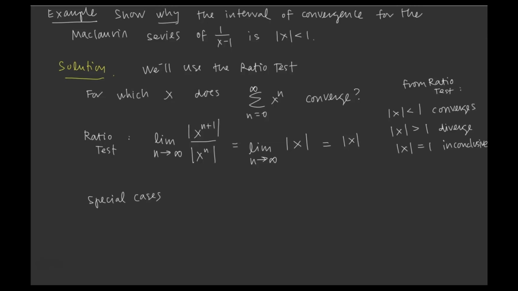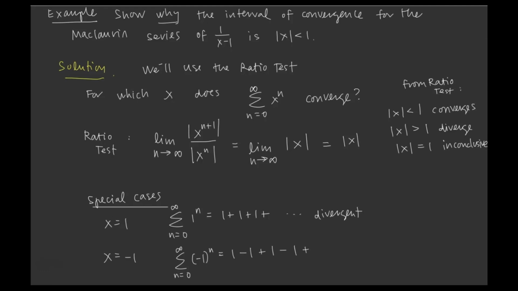So say that x equaled 1, then looking at this series right here, this would be a 1 for x, and so we would have 1 to the n. This is just 1 plus 1 plus 1. This is definitely a divergent series. And then if x equaled -1, we would have -1 to the n, and this is 1 minus 1 plus 1 minus 1 plus 1. This doesn't go off to infinity, but it doesn't converge, so it is also divergent.